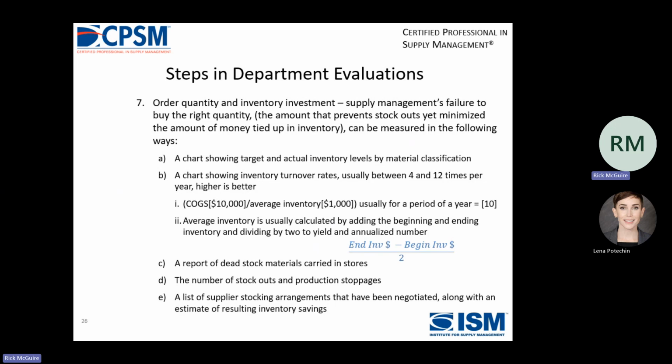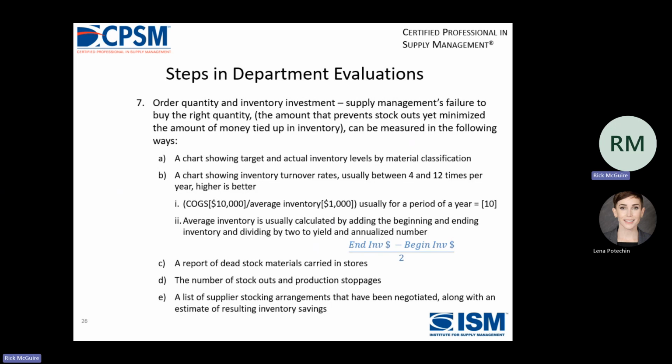So cost of goods sold, say it's $10,000, divided by average inventory, say it's $1,000, for usually a period of a year, would give you an inventory turnover rate of 10, which is really good.